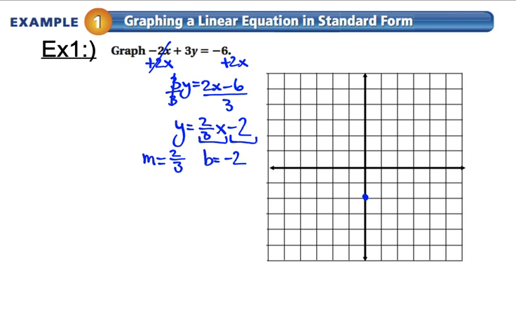Then we're going to use the slope to draw additional points. Now the slope is 2/3, so we're going to go up 2 and over 3. And we repeat that as many times as we can on the graph to get a decent line.